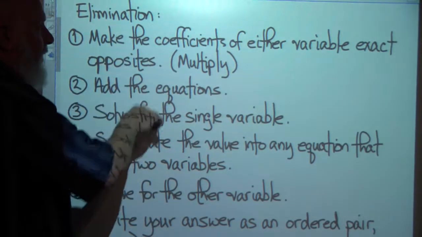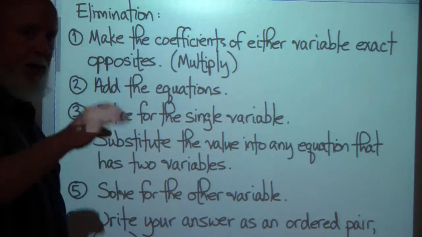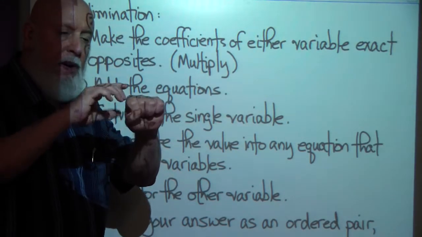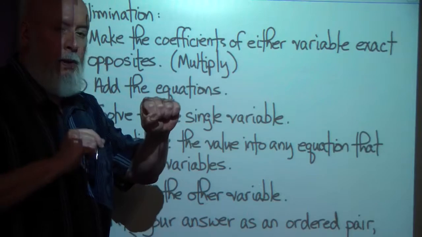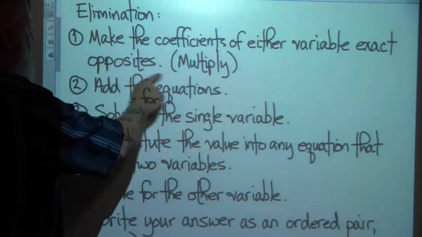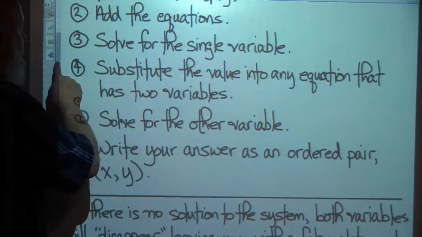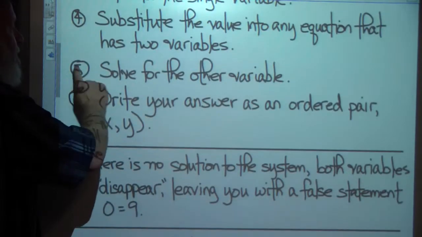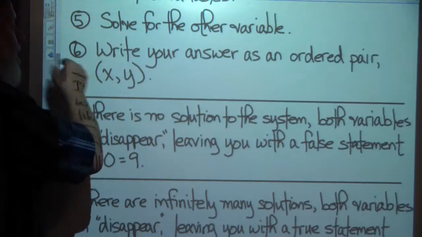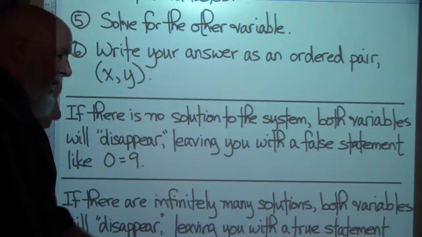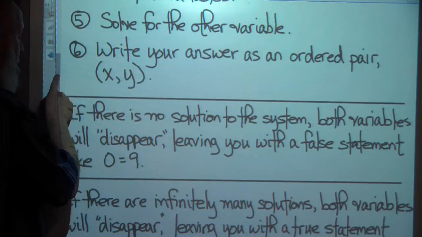We're going to make the coefficients of either variable exact opposites. The coefficients are the numbers in front of the variable, like 2x, 2 is the coefficient. We're going to run through these, and I'll go through these as I'm solving. I'll be referring to this. So when you hear me saying the things I'm saying, this is what I'm talking about. I'll scroll up and point to it every now and then.